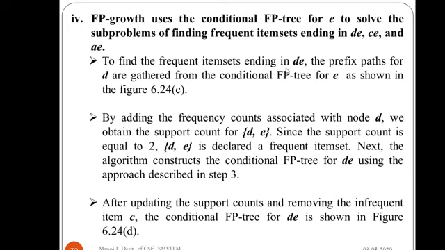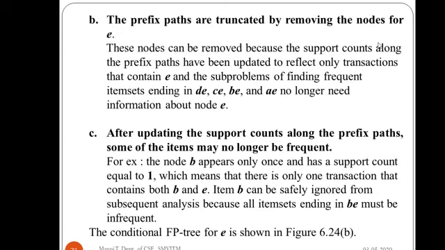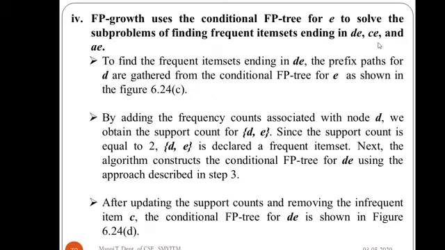Please correct one thing. I have said frequent item sets ending in BE. Sorry, it is not there since we have removed B. B no more comes into the picture. So it is DE, CE and AE. Please correct yourself because I have made a mistake earlier.